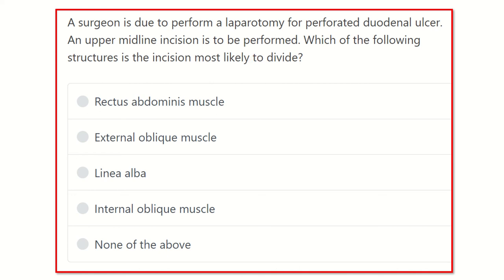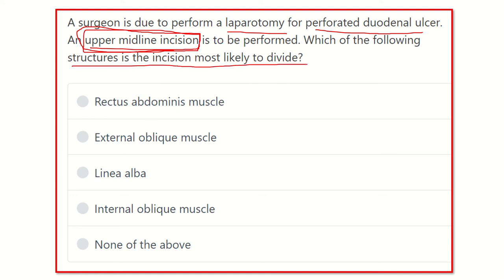So here we can see the surgeon performs a laparotomy for perforated duodenal ulcer with an upper midline incision. It is important that the incision is an upper midline incision, that means the incision along the midline. Which of the following structures will be divided? The options are rectus abdominis muscle, external oblique muscle, linea alba, internal oblique muscle, and none of the above.